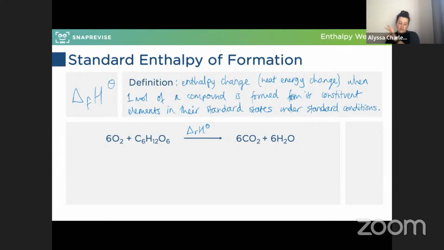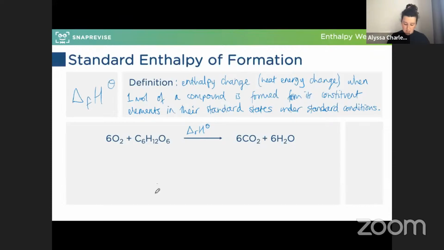So maybe we would want to put this oxidation. Anyway, it doesn't matter. This reaction is what we're trying to find the enthalpy change for. But we don't know how to get there directly. What we do know is how to get there indirectly, and we can go via enthalpy of formation data. So let's have a think about how we form glucose, C6H12O6.